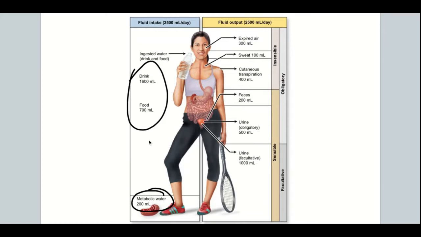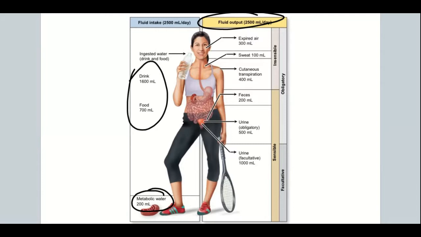Okay, fluid output, there is a bit more going on this side when you look at the fluid output here. Ideally, you want fluid intake to be equal to the fluid output, okay? Because if it's not, then imbalances could happen. For the fluid output, you can notice that there are several ways that we can categorize these different outputs. So I'm going to look at the facultative and obligatory first.